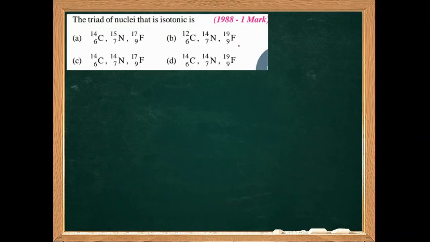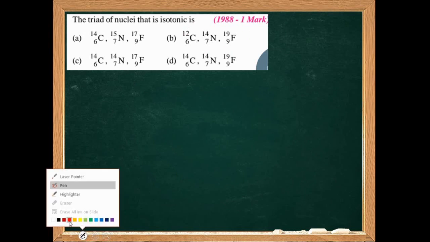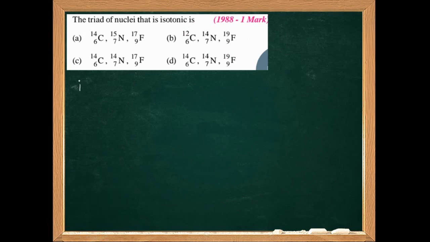Okay. Now the triad of nuclei that is isotonic. Now what is isotonic? Isotonic means having the same number of neutrons. So this means same number of neutrons.